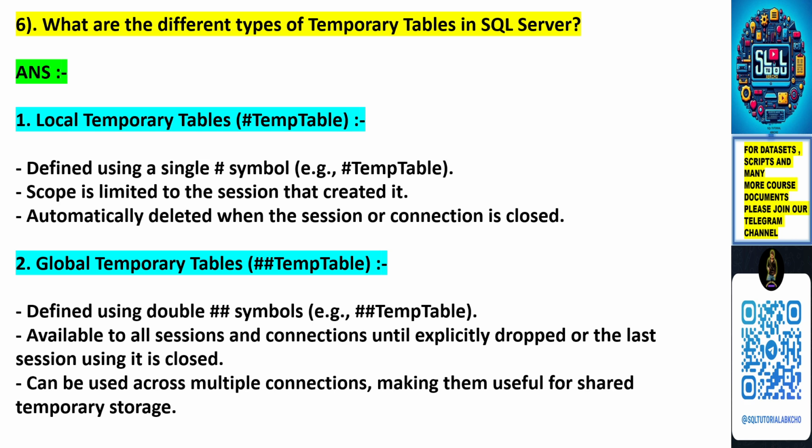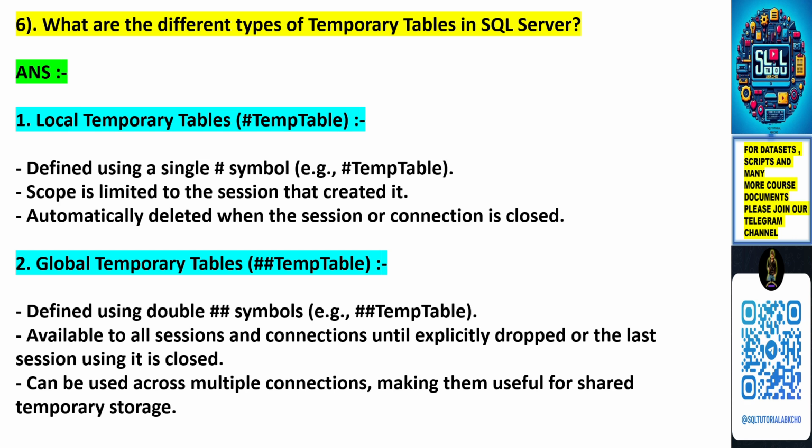The answer is that there are two kinds of temporary tables in SQL Server: the local temporary table and the global temporary table. A local temporary table is defined using a single hash symbol, for example hash temp table, and its scope is limited to the session that created it. Basically, the session in which you create the local temporary table is the only one it will exist for. What sessions and connections are, we will let you know at the end. Third point: a local temporary table is automatically deleted when the session or connection is closed.